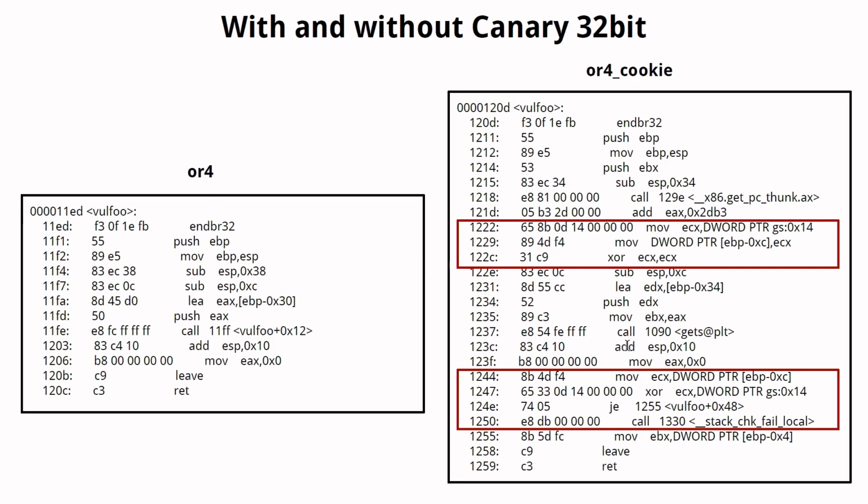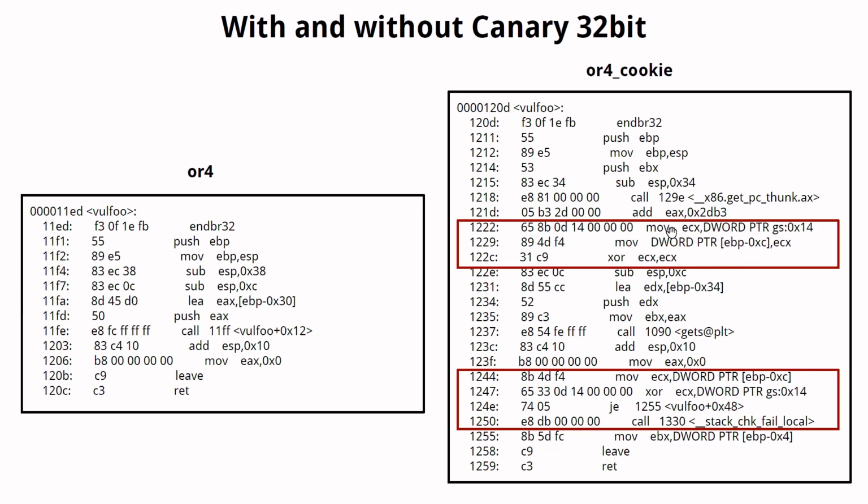However, if we compile this version with stack cookies, then the code here will be quite different. The main difference is here. The beginning actually is almost the same. We have this part because the program is position independent executable. So this part is not really related to cookies. Here is what is related to cookies.